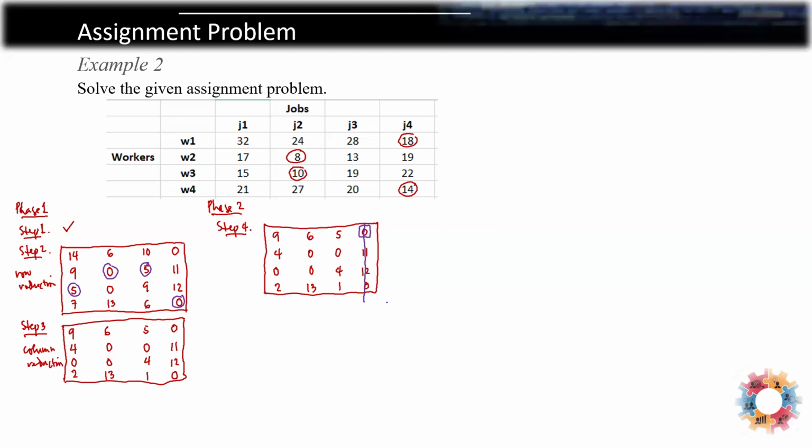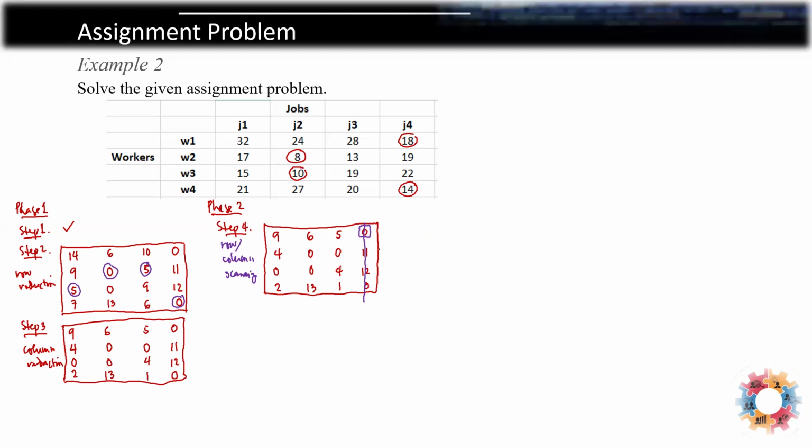So that's the first part of step number 4. Now let's do the second part. The second part is the column scanning. So here you have row and column scanning. That means you draw lines, the minimum number of lines to cover all the zeros. Hopefully all the zeros will be covered, okay?